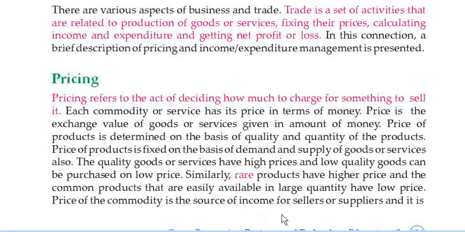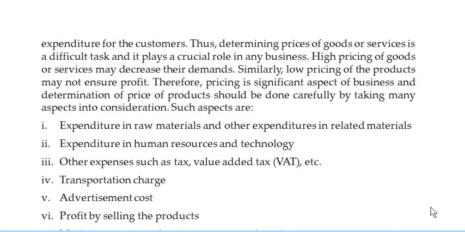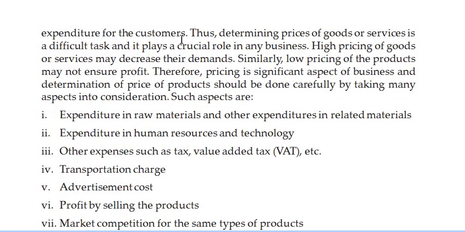So the price of the commodity is a source of income for sellers and suppliers. It is the expenditure for the customer. So what happens? The customer will give money, that is the expenditure for the customer, but the supplier will be gaining the money. That's why that is the source of income to the suppliers. Thus, determining the price of the goods or services is a difficult task, but it plays a crucial role in the business. High pricing of goods or services may decrease their demand.